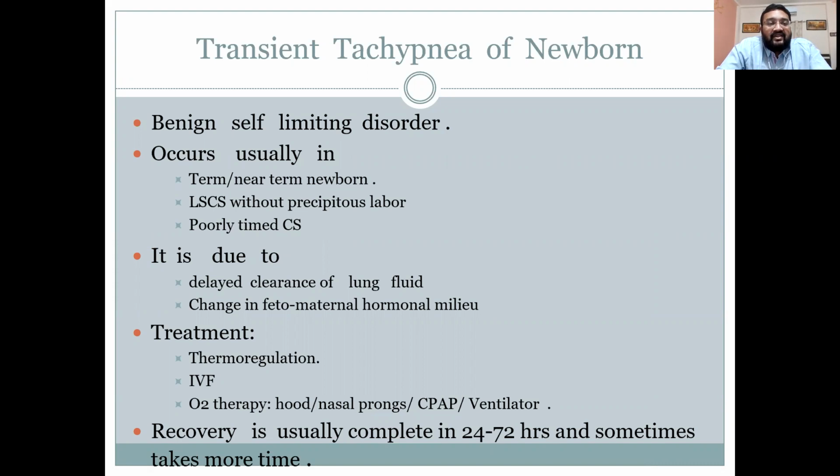When other diagnoses have been excluded, the diagnosis of transient tachypnea of newborn is made on the basis of the above-mentioned clinical criteria. Again, the treatment is that the patient is nursed in a thermoneutral environment in an ICU. You have to maintain temperature. You have to maintain airway by doing oropharyngeal or nasopharyngeal suctioning. Support breathing with oxygen via hood, nasal prongs, CPAP machine, or mechanical ventilation, whichever therapy is suitable.